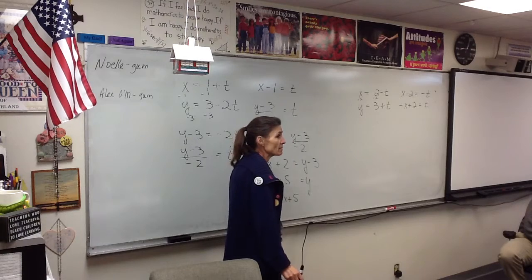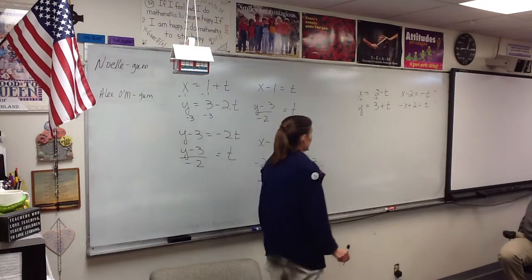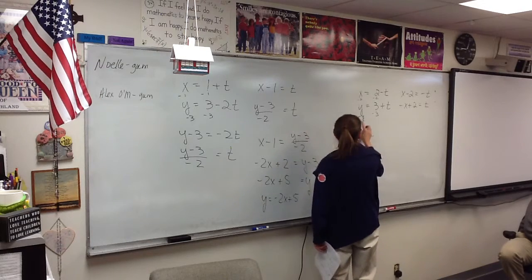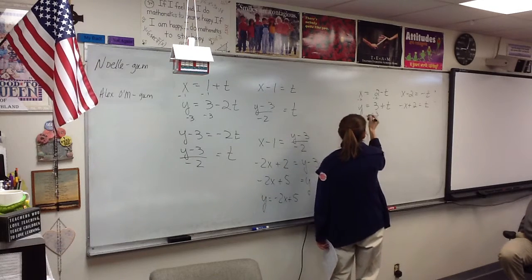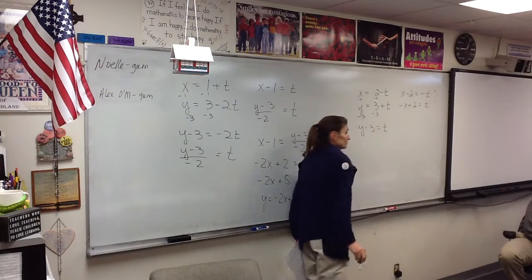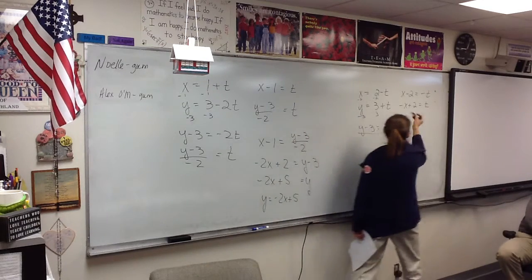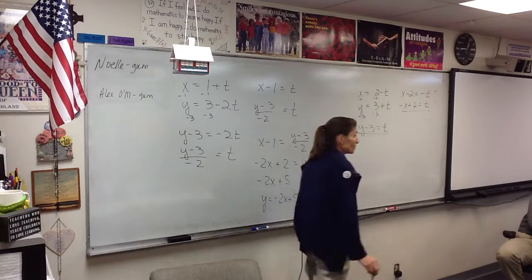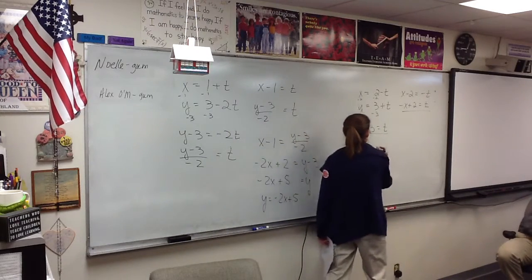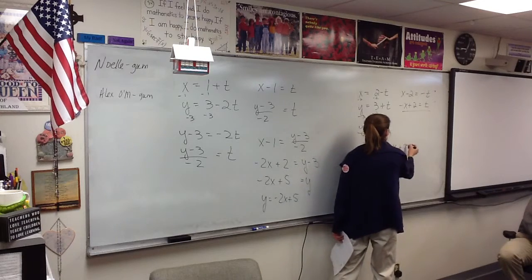You really have to be careful with all these negatives floating around. This one's easier. So y minus 3 equals t. So you have this equation and this equation. Now see how they're both equal to t? So we can set them equal to each other. y minus 3 equals negative x plus 2.